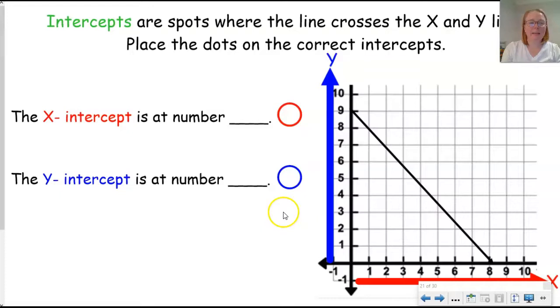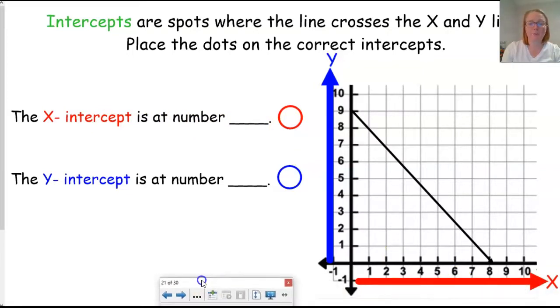All right, and remember, intercepts are spots where the line crosses the X and Y lines, or axes. Place the dots on the correct intercepts. So let's see, the x-intercept is at number, well, let's go down to the, oh, you know what, I need to move my little thing out of the way first. So I can see that the x line is this one right down here. So let's see where the equation's line goes and crosses it.